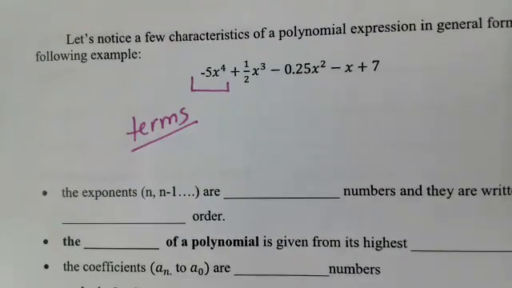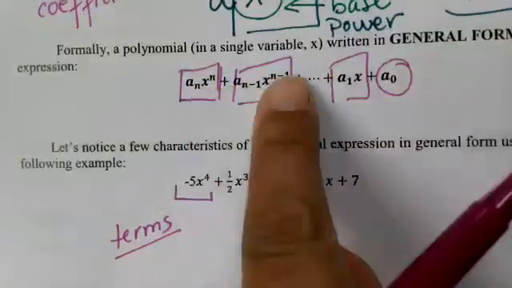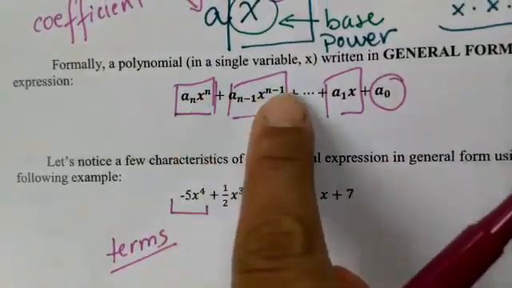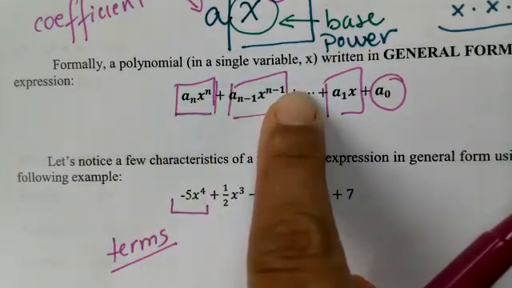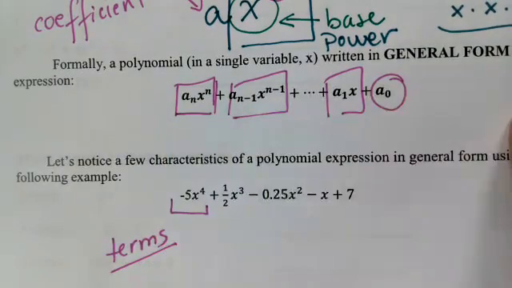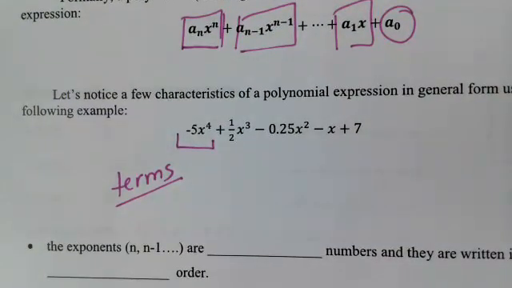Now, the exponents of each of these terms, the n, the n-1: all it means is that this one is the highest, and then the next one is one lower, and so forth. These are natural numbers.